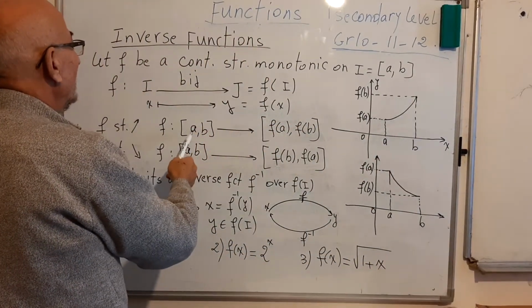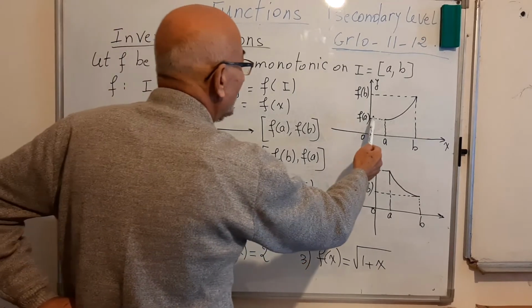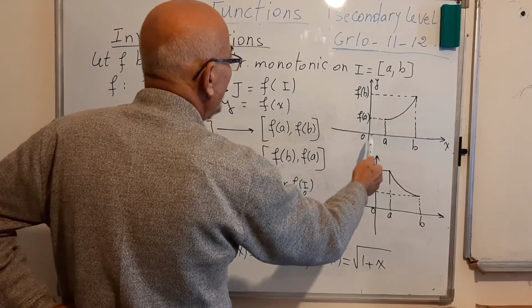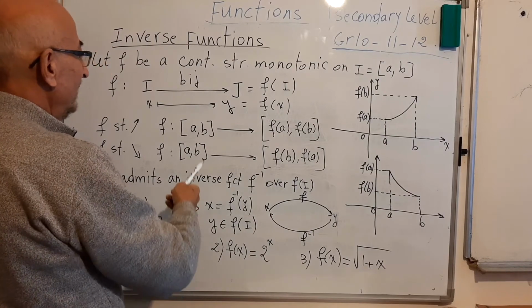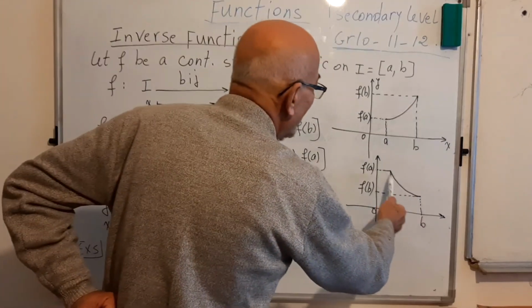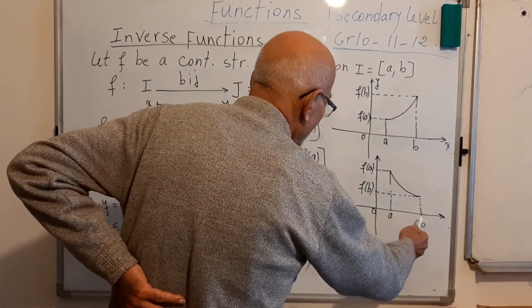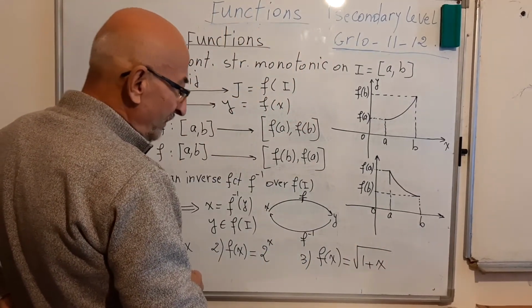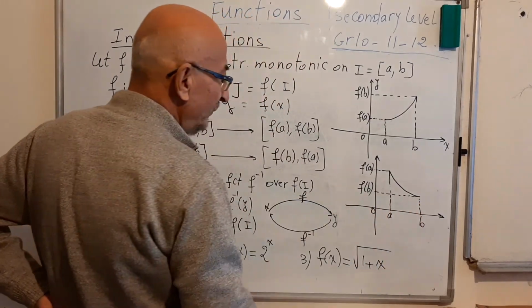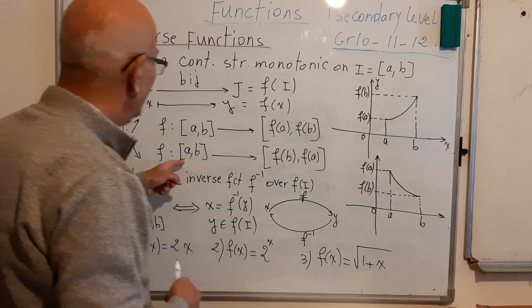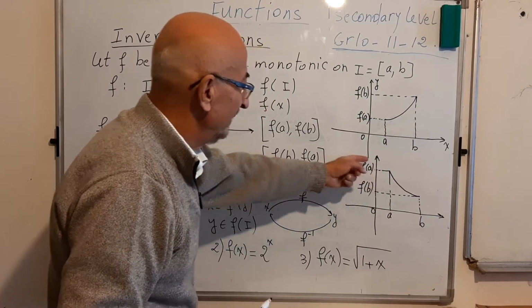then f is a mapping from AB to the interval f of A, f of B. If A is less than B, f of A is less than f of B. But if f is strictly decreasing, the second case, if A is strictly less than B, then f of A is strictly greater than f of B. So f is a function from AB to f of B, f of A. f of B is less than f of A.